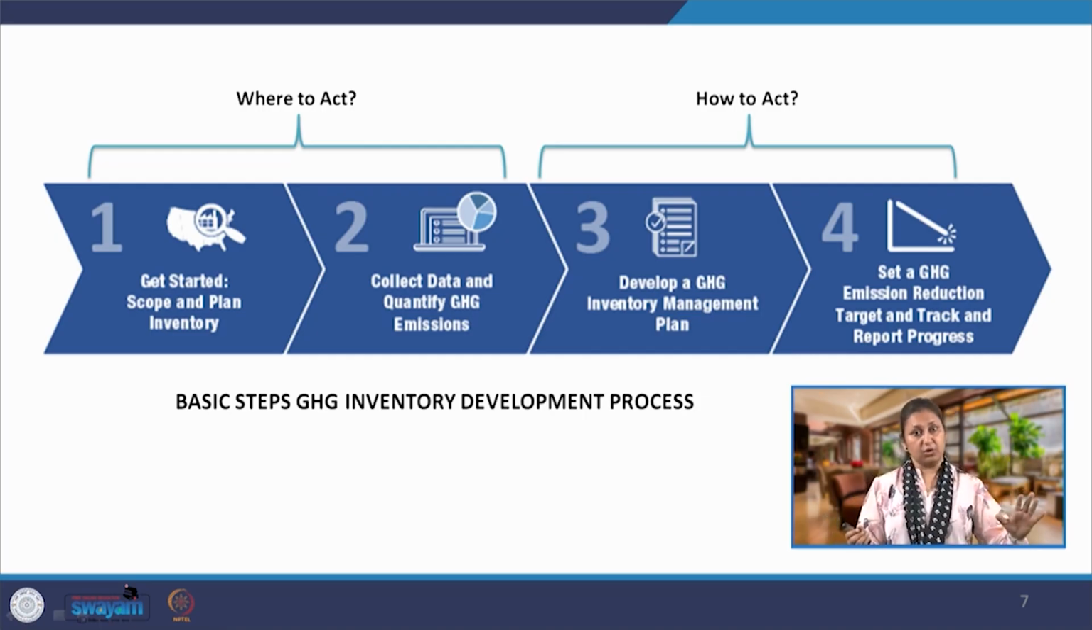So, we already know what the boundary is, what the inventories within that are, and we have collected the data related to these inventories. This is where to act, and how to act. Once we have the data and the inventories in place, we will know how to manage those inventories, and then we set a GHG emission reduction target. So, from the baseline year which we had discussed to the target year, how much the reduction should be will come in step 4 once we know how to manage the inventory. So, these are the 4 basic steps. Now, let us begin with the steps one by one.